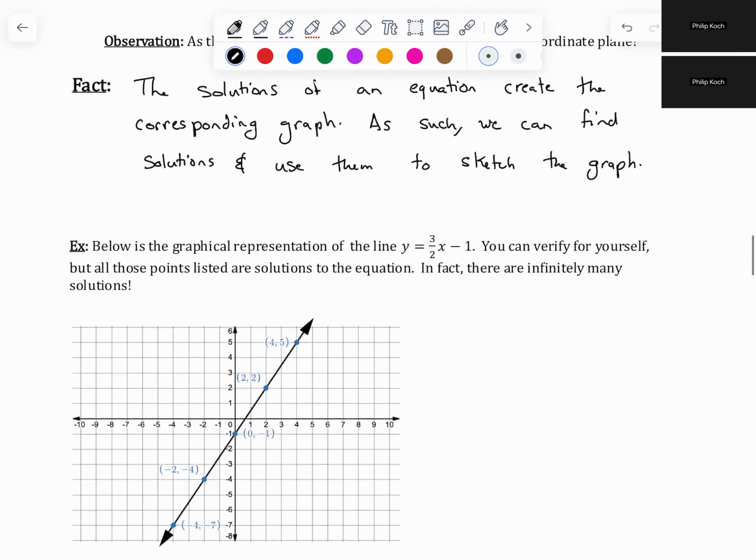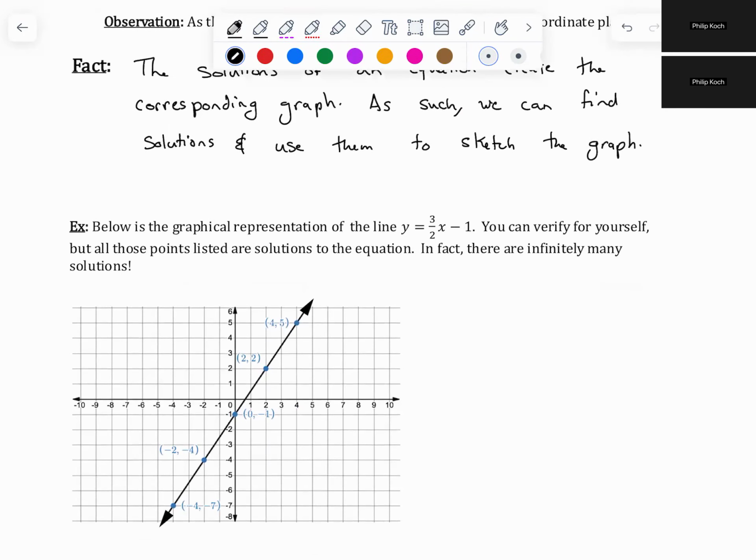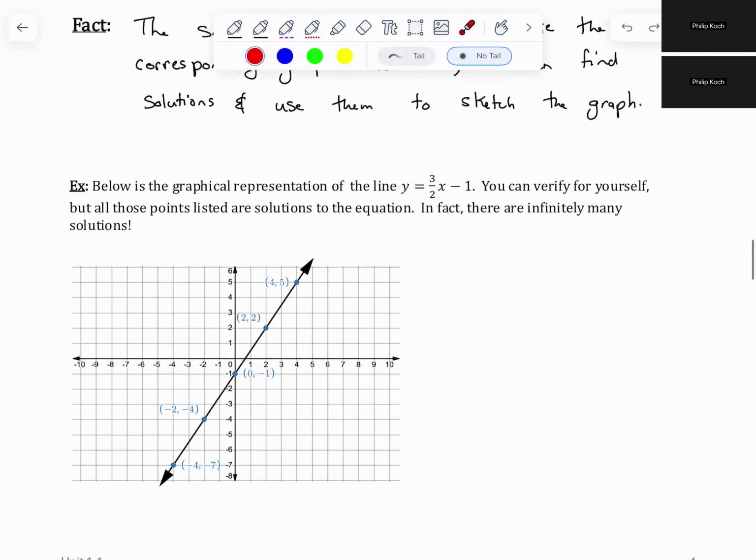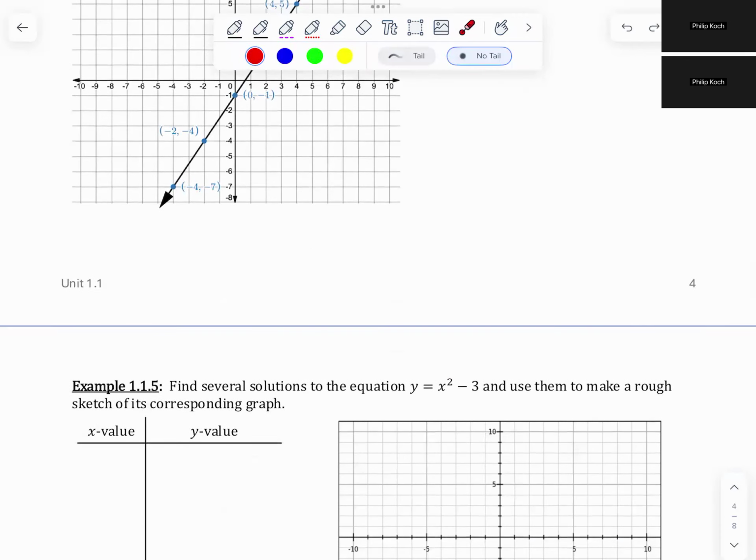So below is the graphical representation of the line y equals 3 halves x minus 1, and you can verify for yourself that all the points listed are solutions to that equation. In fact, there are uncountably infinitely many, but if you plug them in, I guarantee you will get a solution to this equation. So that's one way we can do these things.